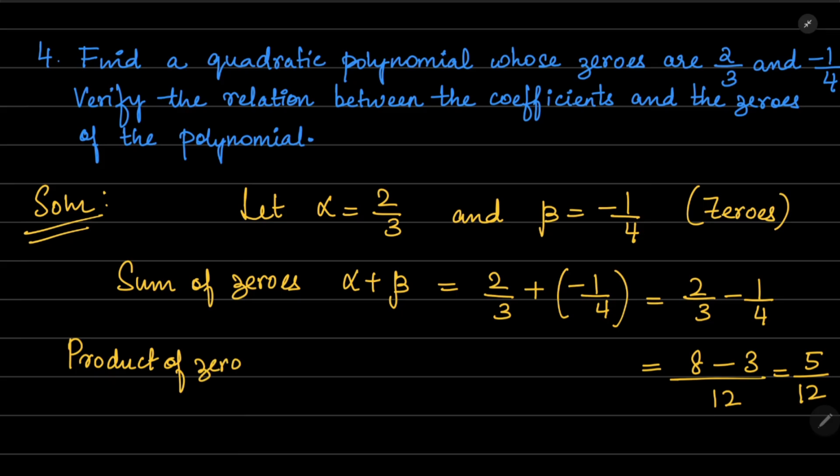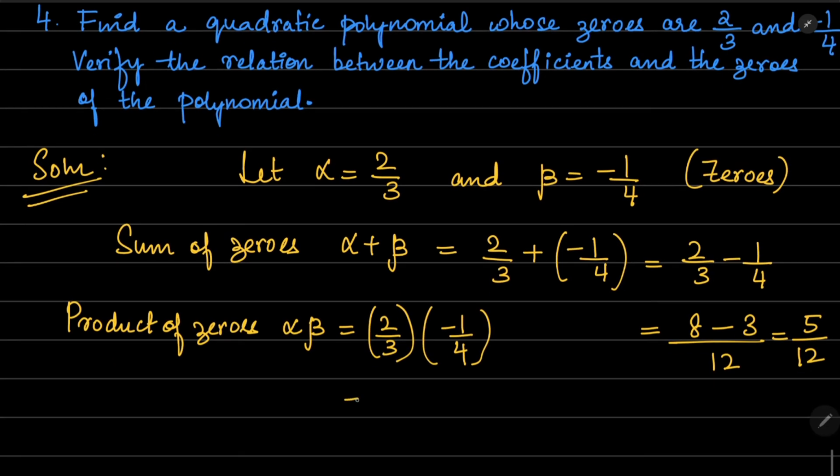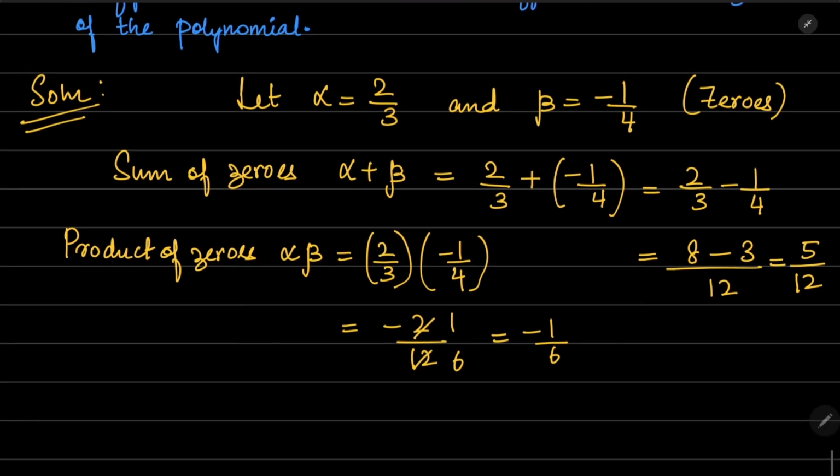product of the zeros, which is nothing but alpha multiplied by beta. So what do you get? 2 by 3 multiplied by minus 1 by 4. So you'll have minus 2 by 12, or you will have minus 1 by 6. Okay, so this is your sum S and this is your product.